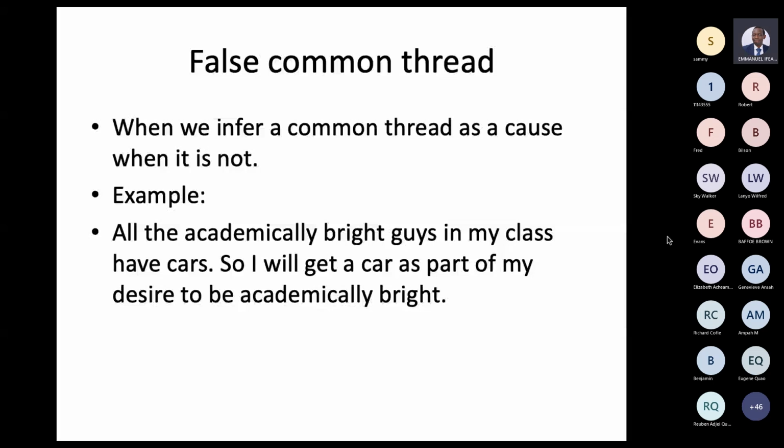Confusing correlation with causation. Relationship between them. Example: each time a car moves, we see smoke from the exhaust tube. Therefore, the smoke causes the car to move.